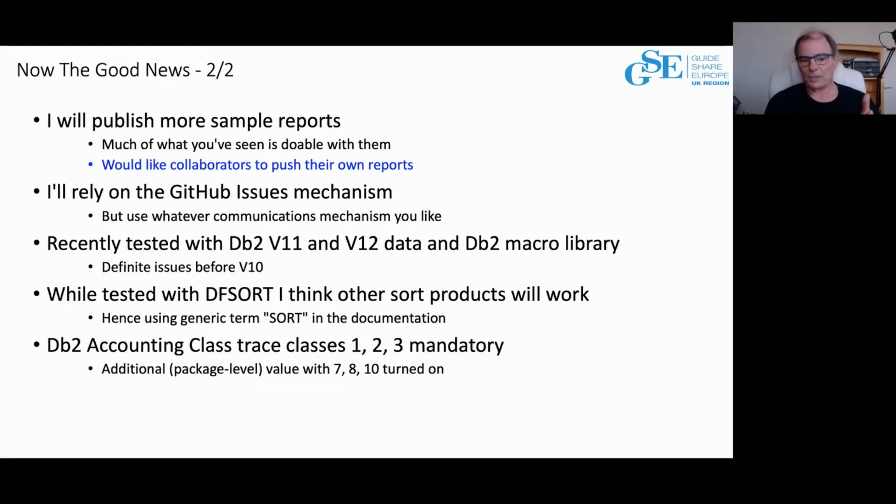In the documentation, it says DFSORT, but, and I've not tested this, if you have SyncSort, it almost certainly will work just the same way. So I've tried to be generic in the documentation with the term.